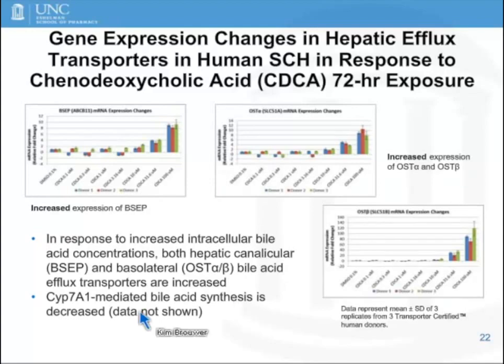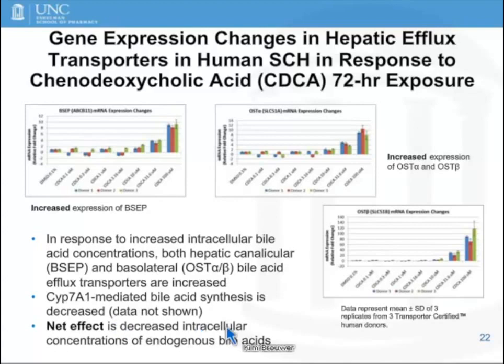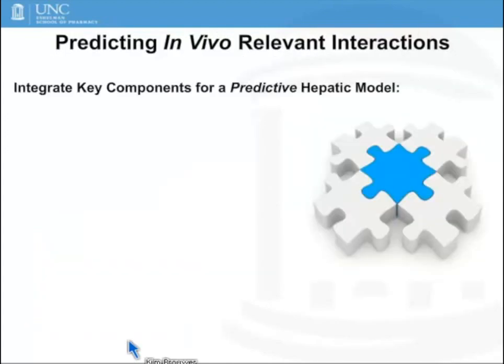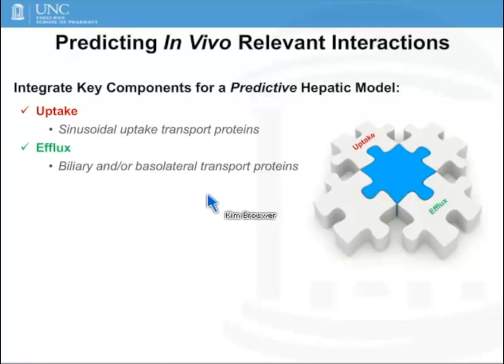Data is not shown here, but CYP7A1 mediated bile acid synthesis is correspondingly decreased with CDCA 72-hour exposure. The net effect of the sandwich cultured hepatocyte system following bile acid exposure, at least with CDCA, is to decrease the intracellular concentrations of the endogenous bile acid. So when we think about a predictive in vivo relevant hepatic model system, there are a number of components that need to be present and functioning in a physiologically relevant manner. Of course, we need to have the uptake transporters properly localized along with the biliary and basolateral efflux transporters.